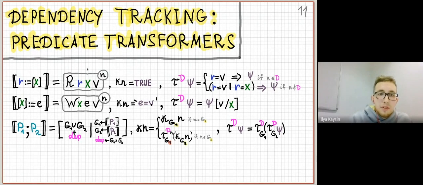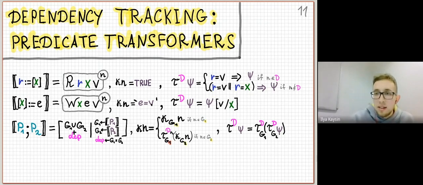So if this reading event N belongs to the set D, then we know that the precondition that we transform by this transformer is the precondition of a write that depends on this read, right? So if N belongs to D, then this transformer should be strong because we have this dependency edge, right? So what this transformer does is add the premise that R equals V to our precondition psi.